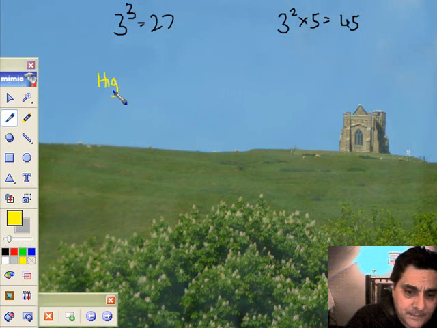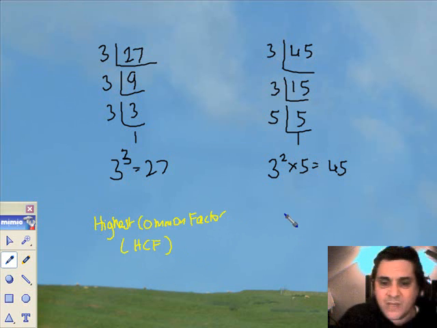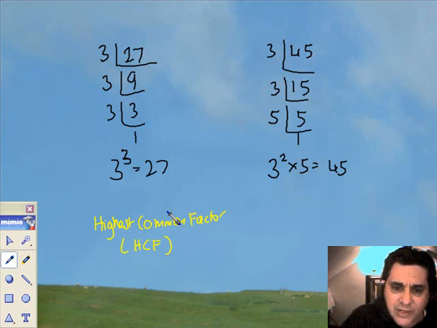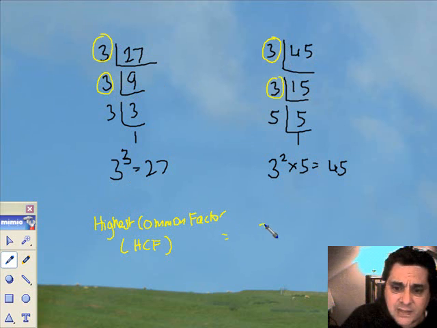So highest common factor, otherwise known as HCF. Here we go. What have they got in common? 27 has 3 to the power of 3, and 45 has 3 to the power of 2. Look, 1 there, 2 there, and he's got 2 as well. So we're looking at 3 times 3. Do they have anything else in common? No, they do not.